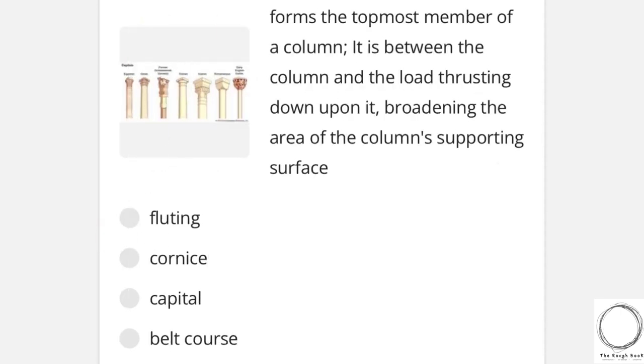Moving on to the next question, forms the topmost member of a column. It is between the column and the load resting down upon it, broadening the area of the column supporting surface. And the options are fluting, cornice, capital, belt course, and the right answer is the topmost part is called capital.